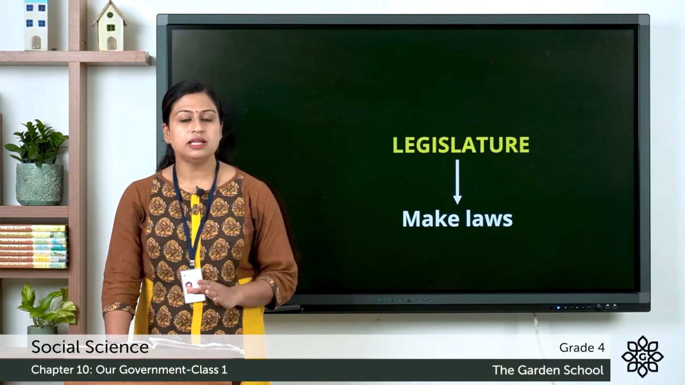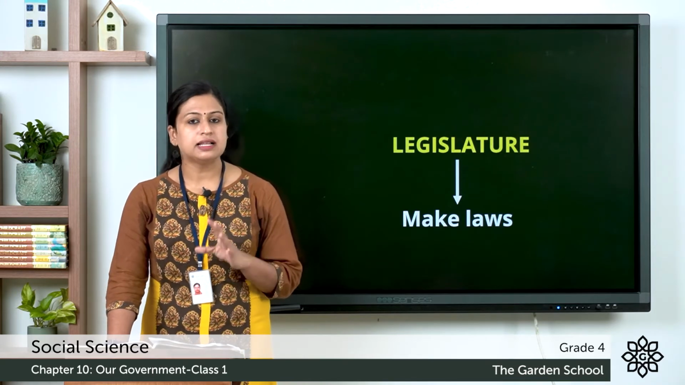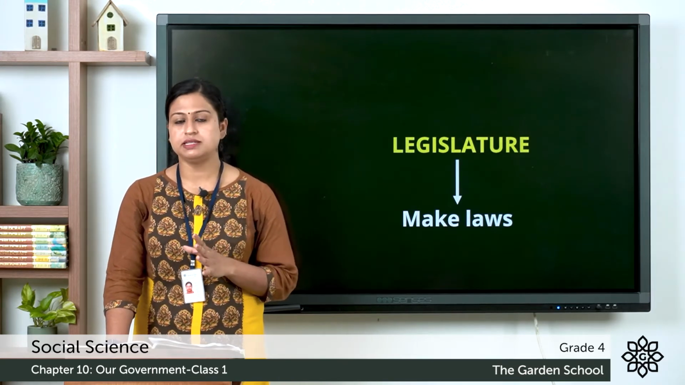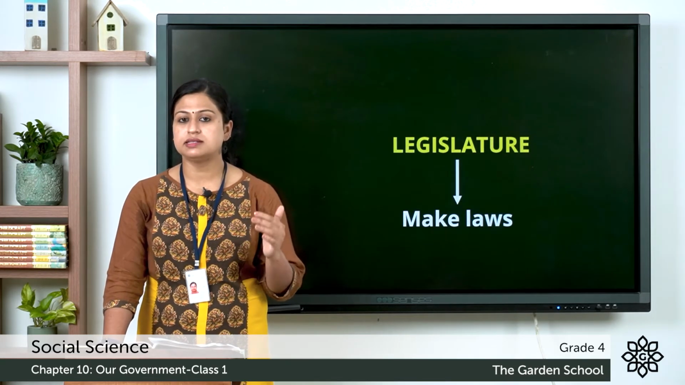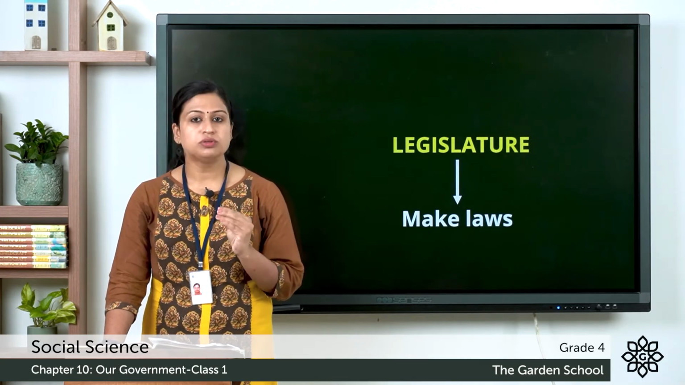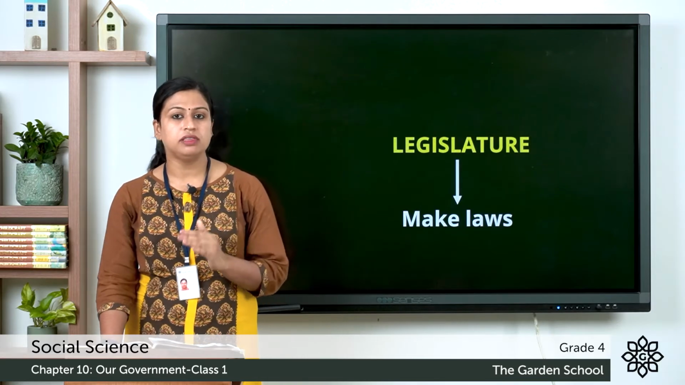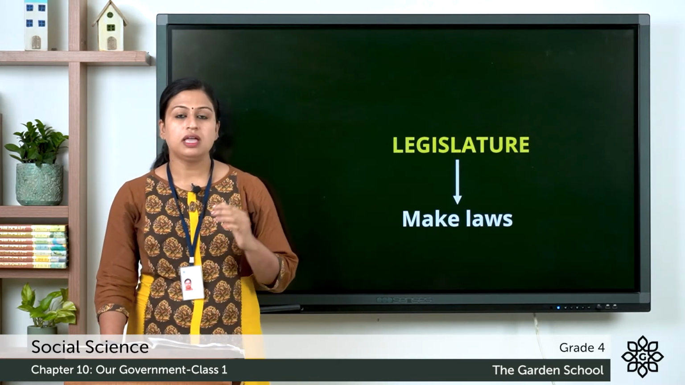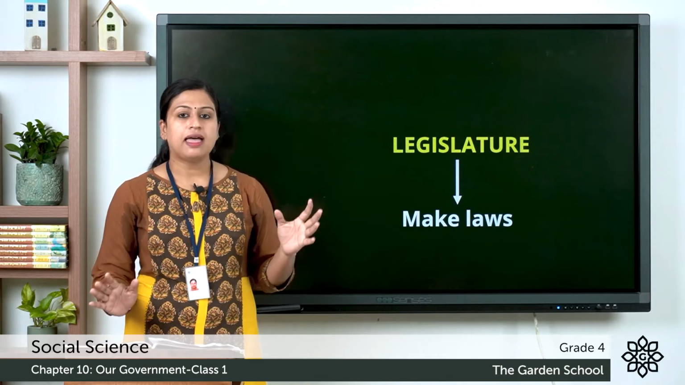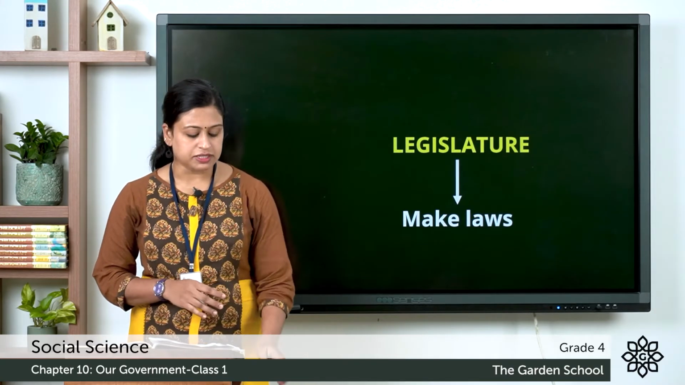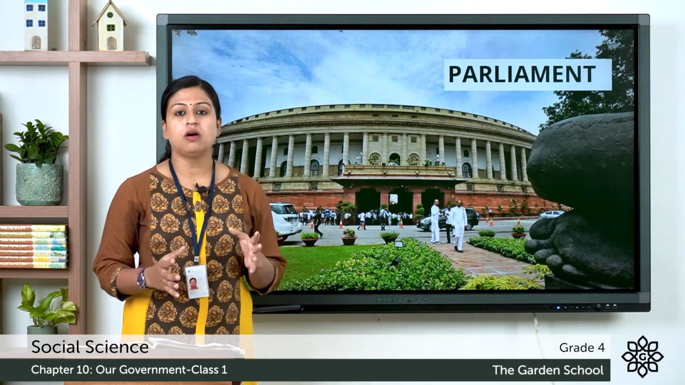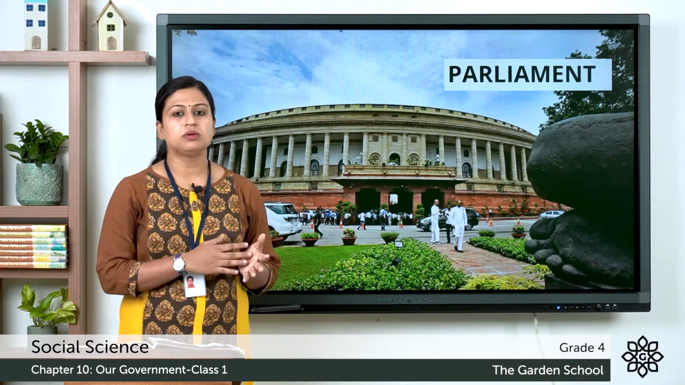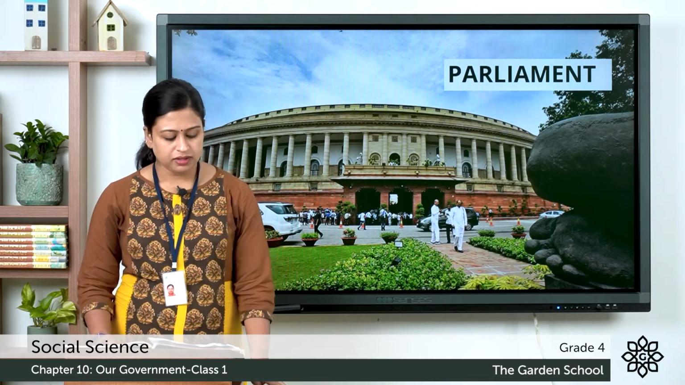This is also known as Sansad and it consists of elected representatives. So, these representatives are elected by the citizens of India. So, those who are 18 years or above have the right to vote. So, they elect their representatives and they form the government. So, this is the parliament where the laws are made, and parliament is located in New Delhi.